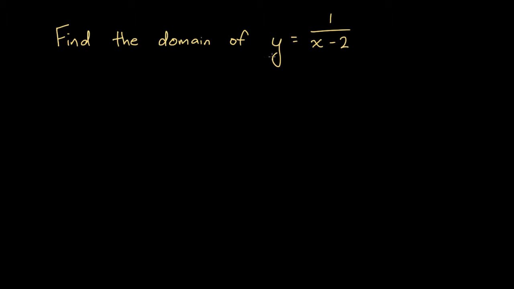Find the domain of y equals 1 over x minus 2. Well, let's recall that the domain consists of the set of all possible inputs, or another way of saying that is all possible x values for this function. Let's consider what our possible x values are.